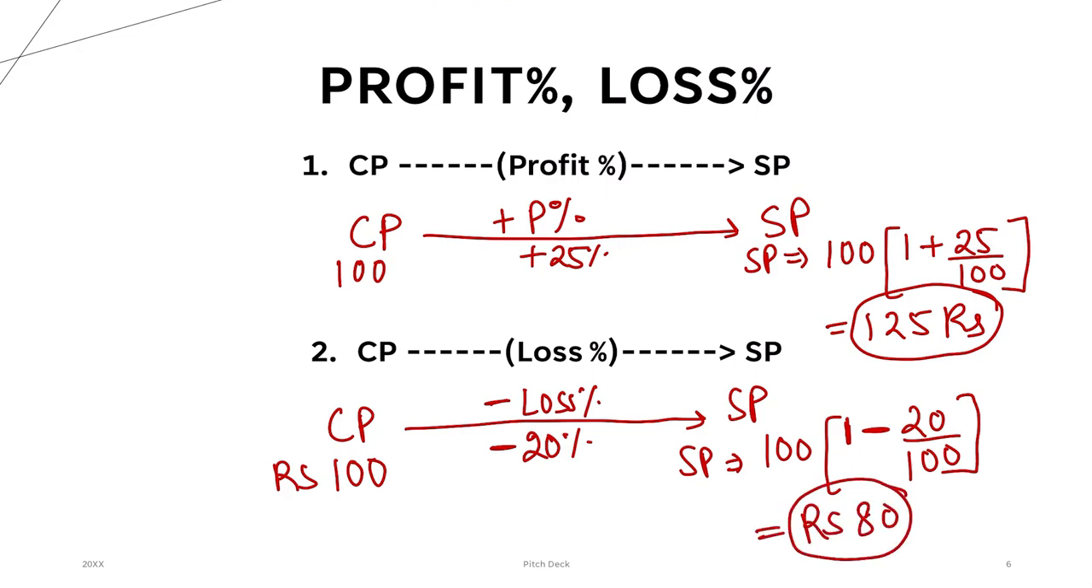So in case of loss, selling price is always less than the cost price. In profit, selling price is more than the cost price. I hope these two things are clear. I'm just repeating it again. You have to keep this in mind: whenever there is a profit, selling price is more than the cost price.